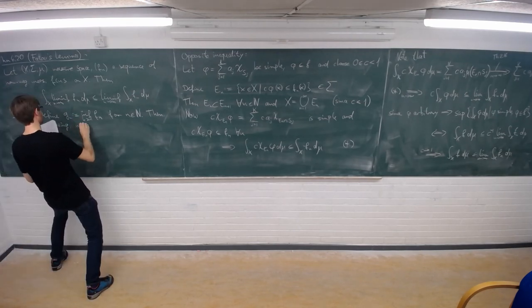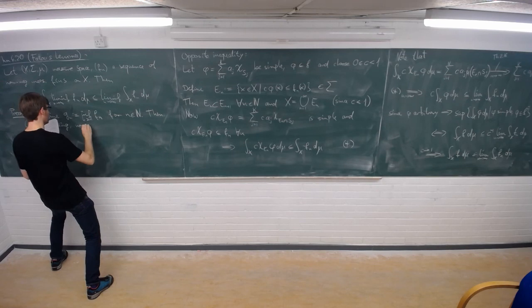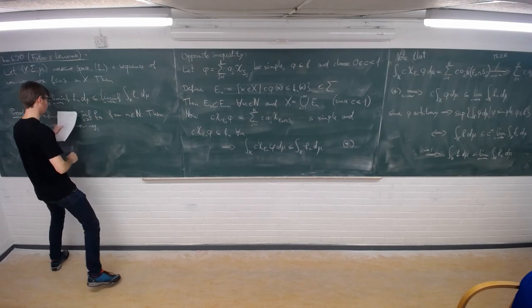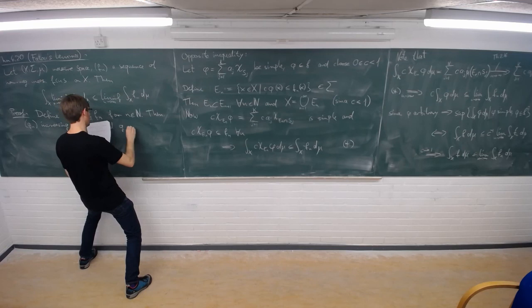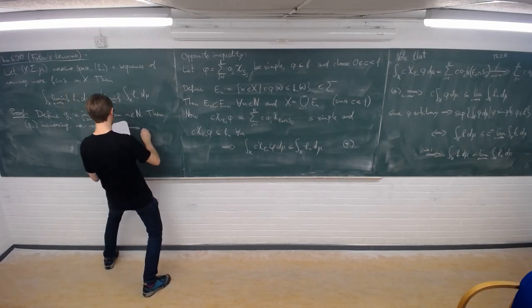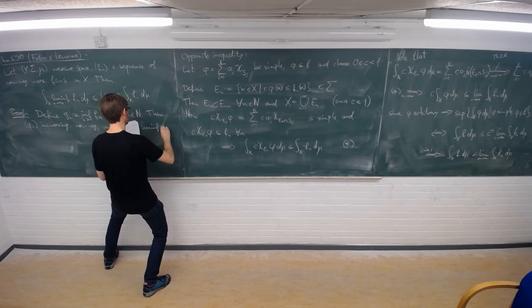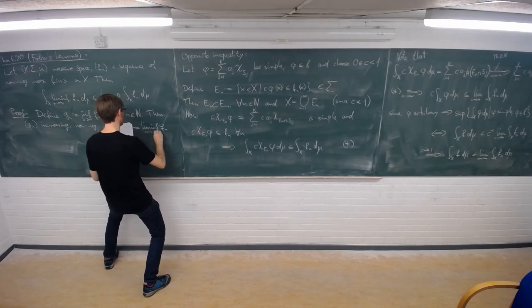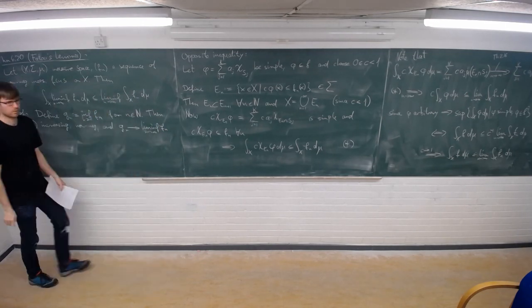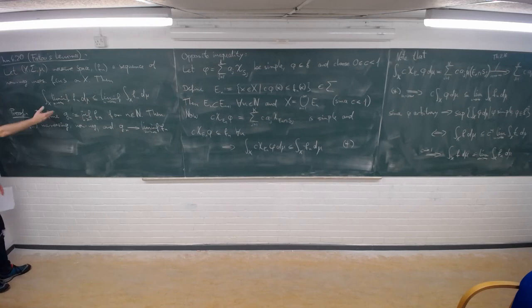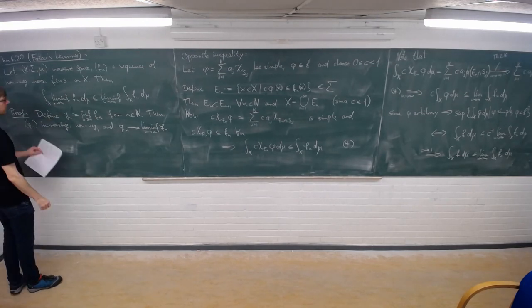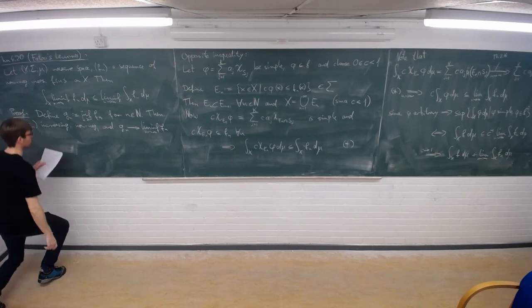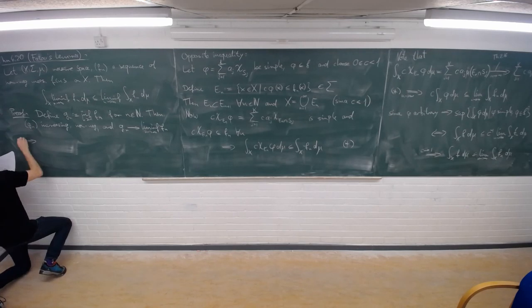It's increasing, it's non-negative, and Gn converges to lim inf fn pointwise. So these functions Gn satisfy the assumptions of the monotone convergence theorem, so we just apply it.